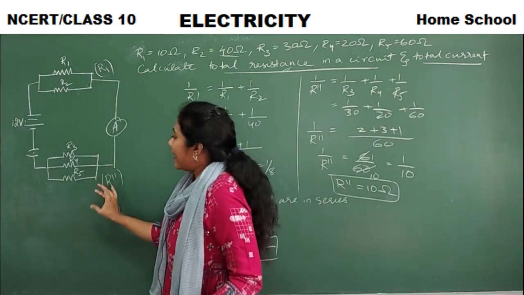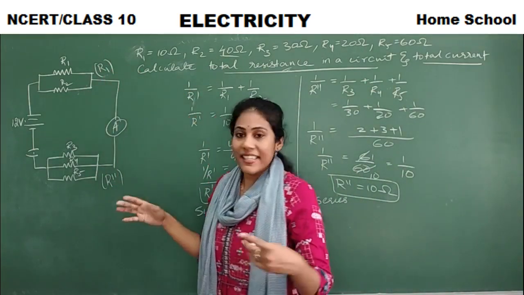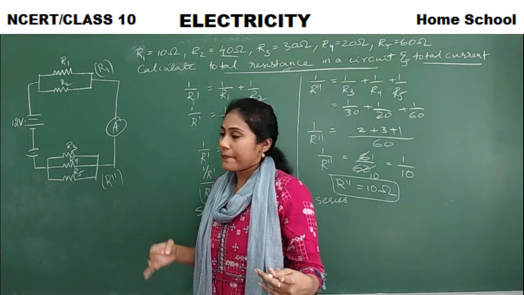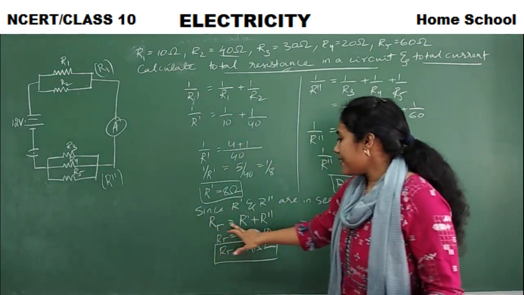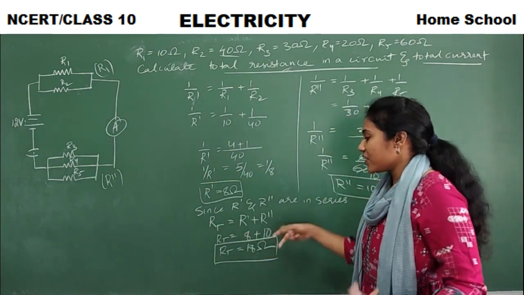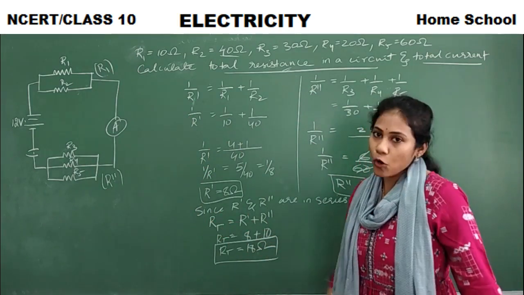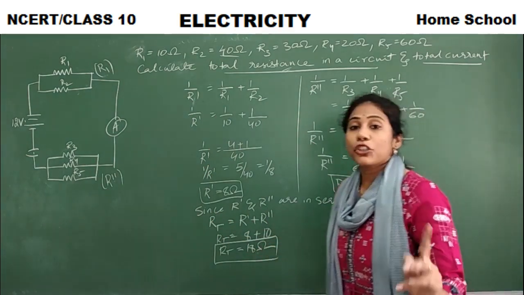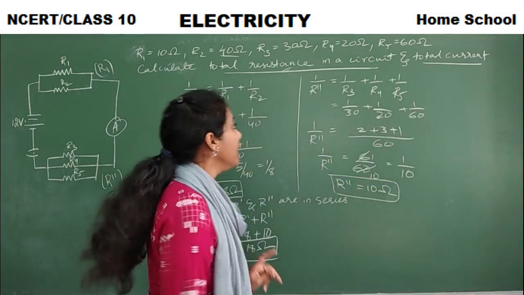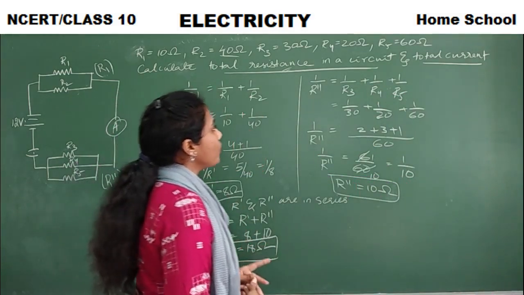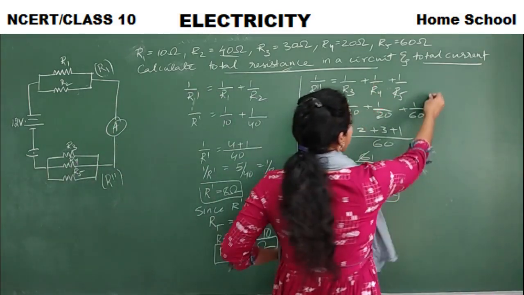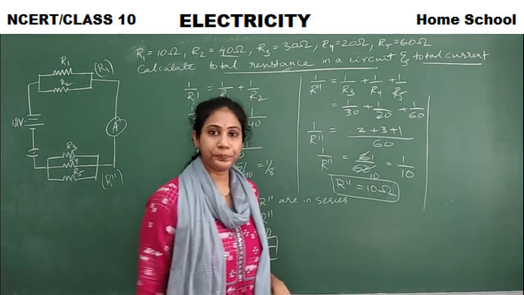Now R dash and R double dash both are there in series. That makes your total resistance. Right? So total resistance, since they are in series, we are just adding it. We got 18 ohms as the answer for total resistance. Fine. So one question is over. Next, what are they asking? They are also asking the total current.